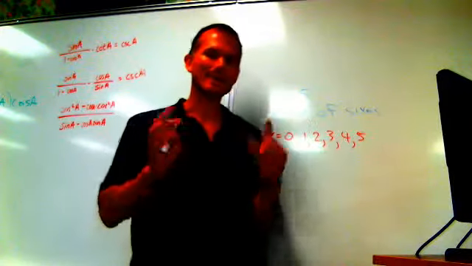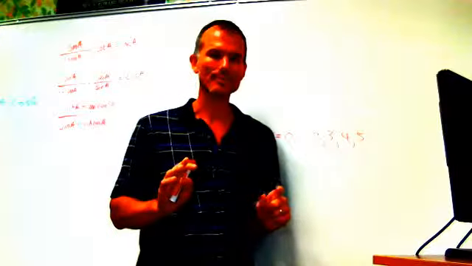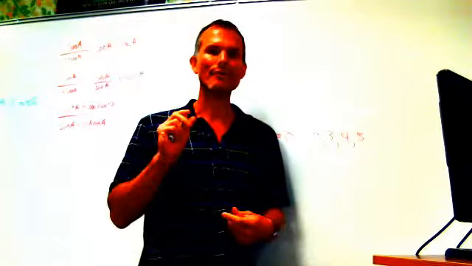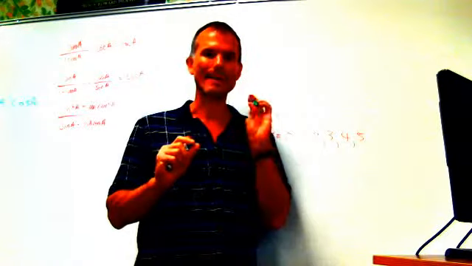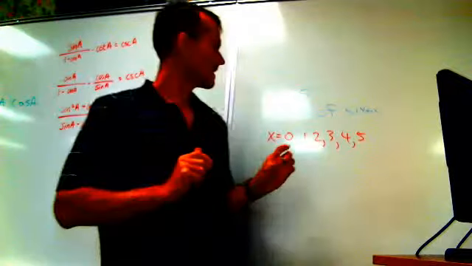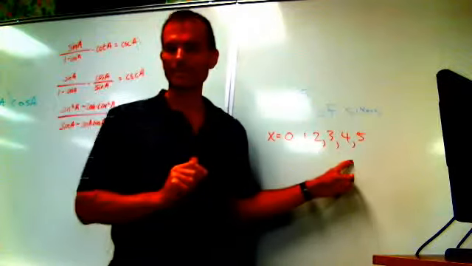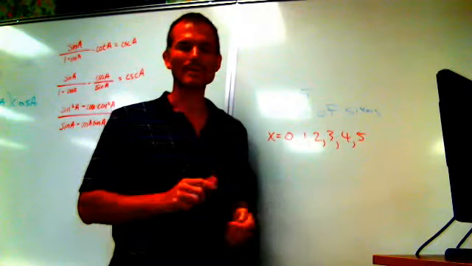Now, the key here, well, a couple keys so far. Number 1, I have a fixed number of trials in this situation. 5 trials. I'm going to roll the die 5 times. These are the possible outcomes of the random variable.